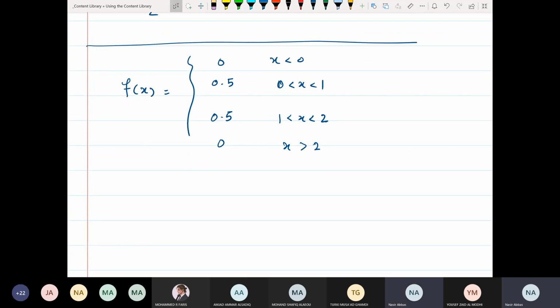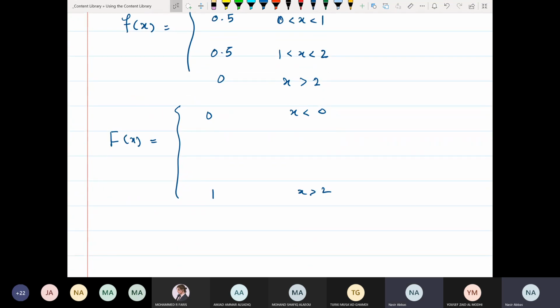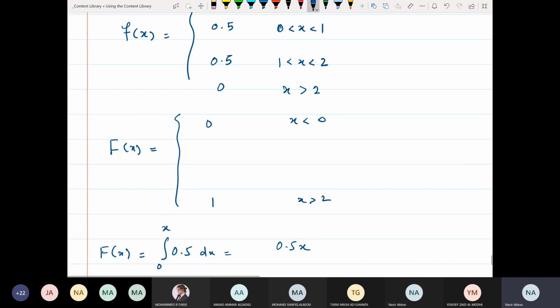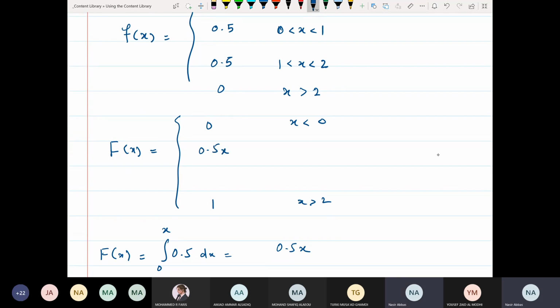Let us first find the capital F of X. Below 0, it will be 0, obviously. Above 2, the cumulative probability will be 1. Let's find it for between 0 and 1. Capital F of X will be integration of 0.5 from 0 all the way up to X. So it will be 0.5 X.